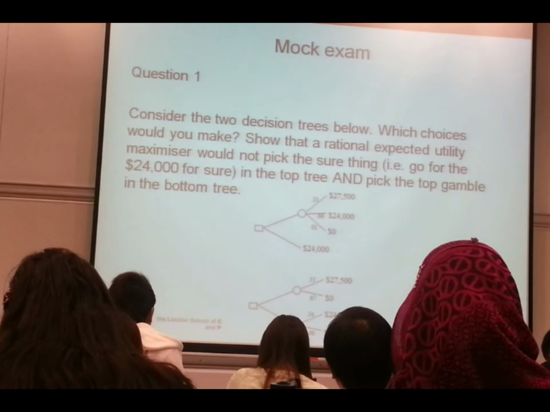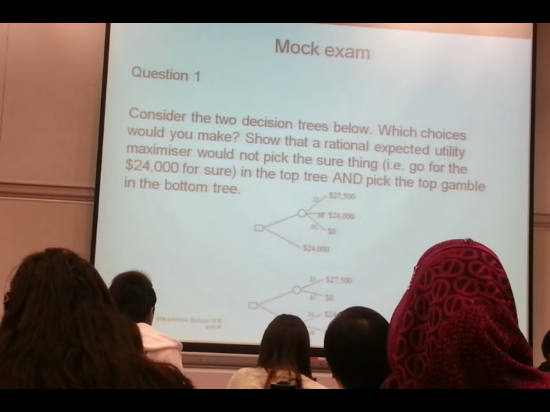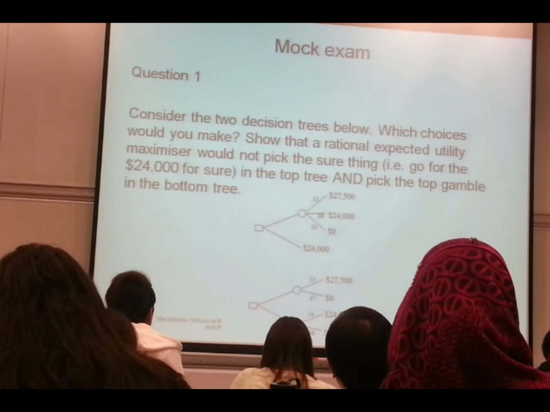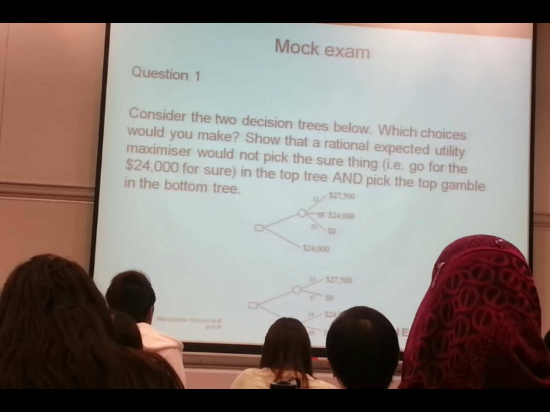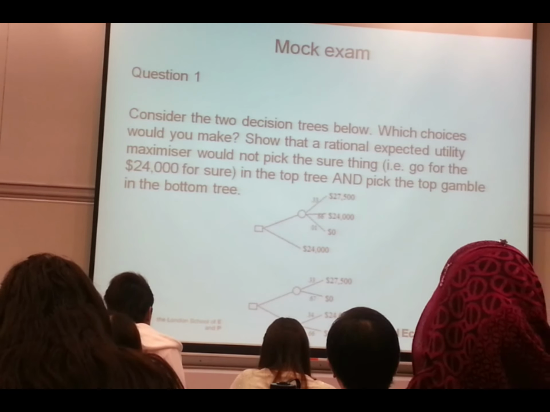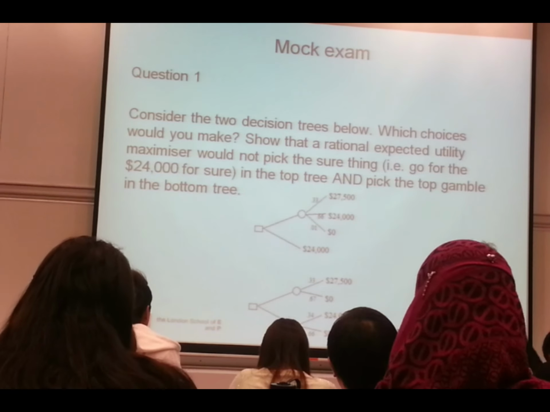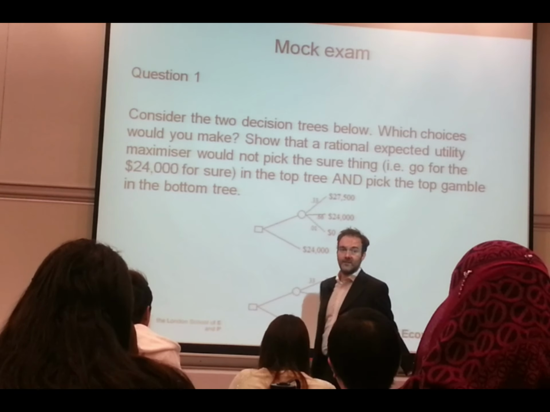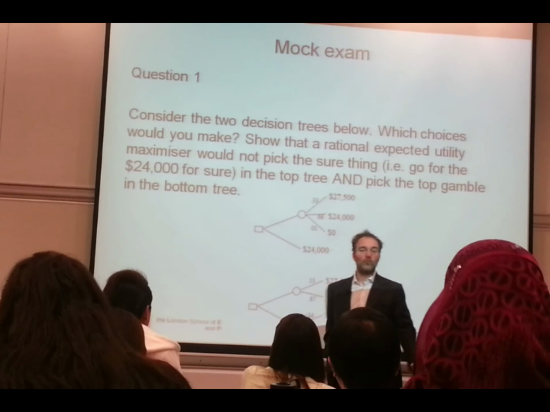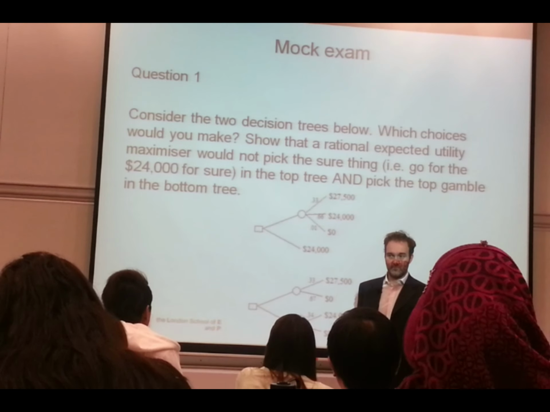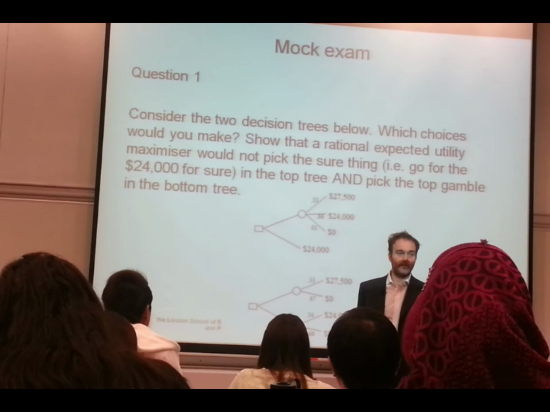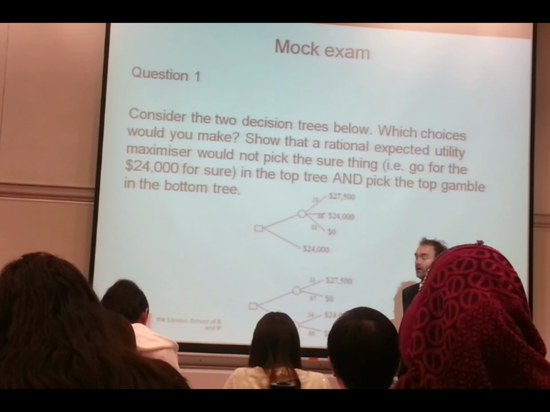So a rational expected utility maximizer would not take the short thing in the top tree and take the top gamble in the bottom tree. So here, it's simply saying that the same person would not do one and the other. And that's what you need to take into account here.